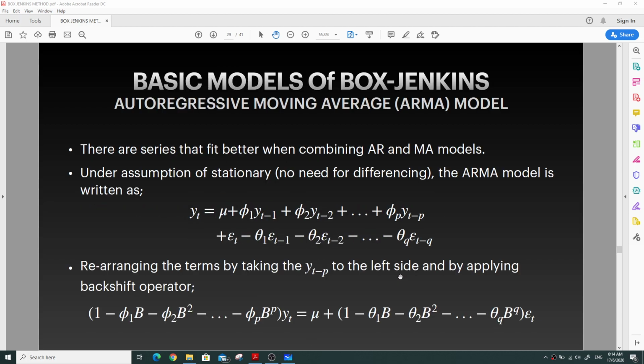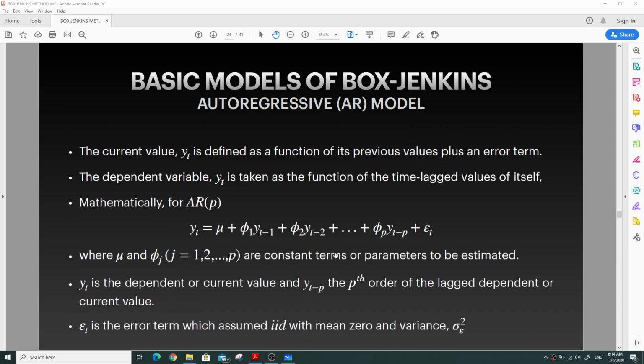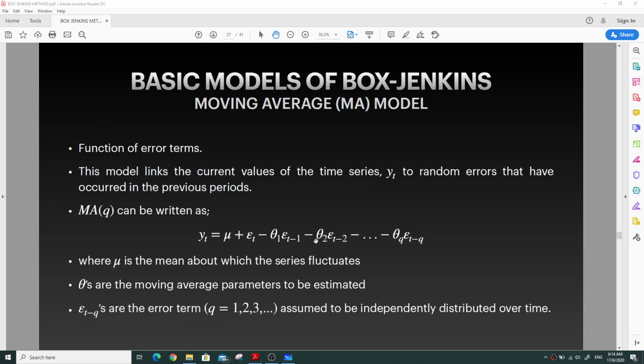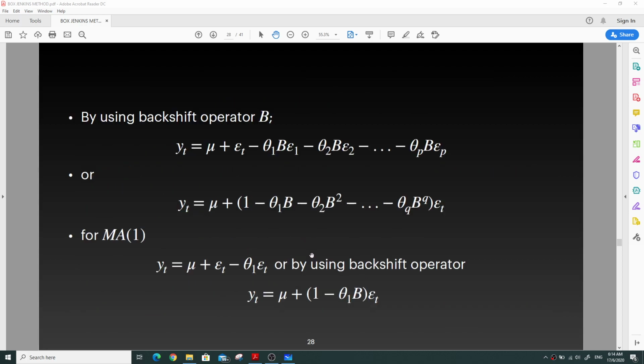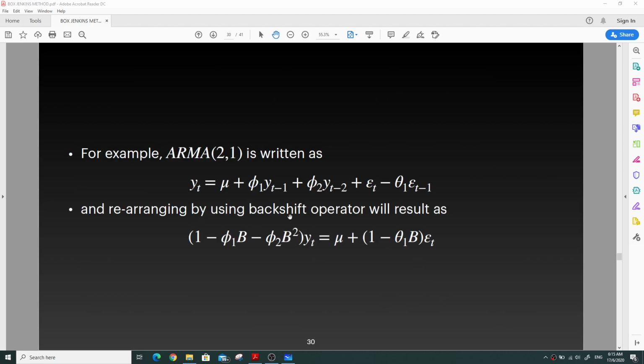Again, before I forget, for AR we represent it as p, how many past observations we will add in our model, and for MA we will use q. So to represent the ARMA models, we can rearrange the terms: how many AR, how many MA. So this is the way we can write. For example, here we use (2,1) to write the ARMA model.